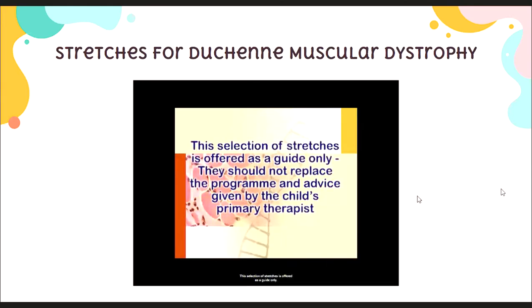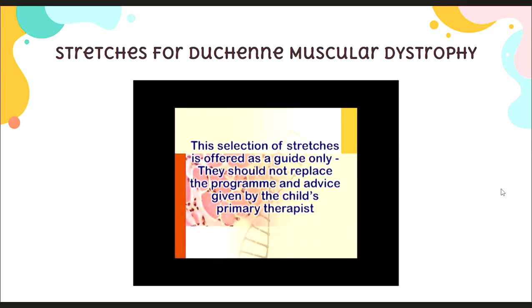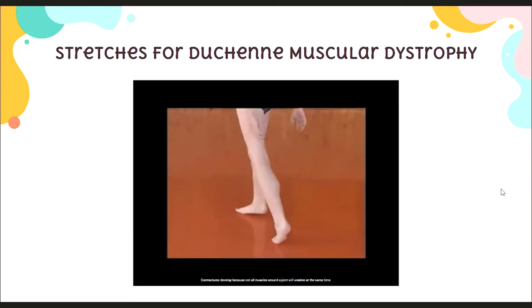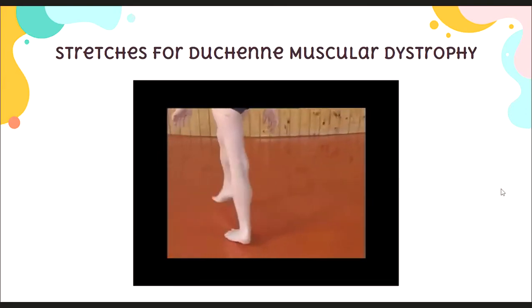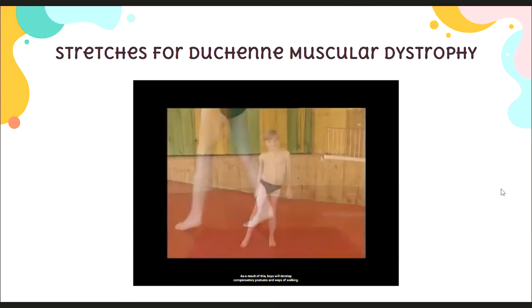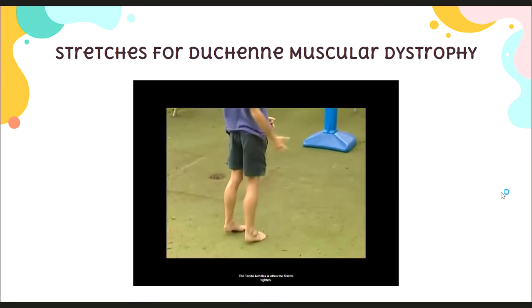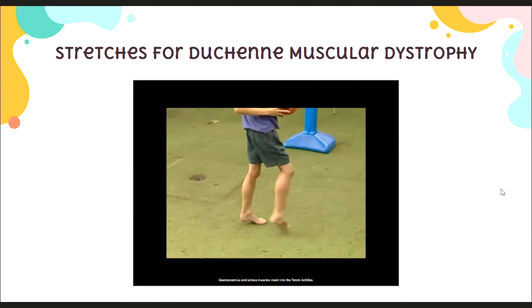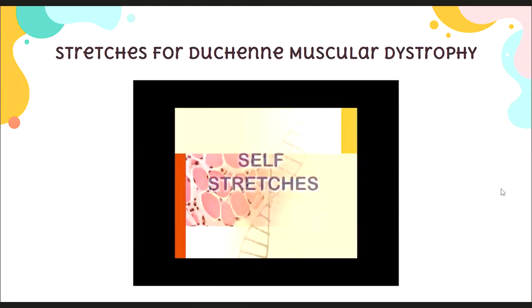This selection of stretches is offered as a guide only. They should not replace the program and advice given by the child's primary therapist. Contractures develop because not all muscles around a joint will weaken at the same time. As a result of this, boys will develop compensatory postures and ways of walking. The tendo-Achilles is often the first to tighten. Gastrocnemius and soleus muscles insert into the tendo-Achilles.